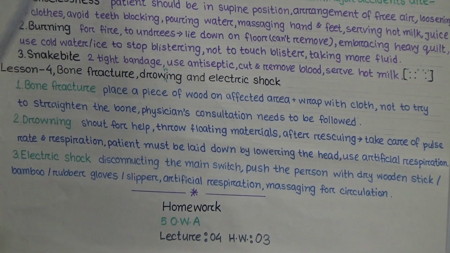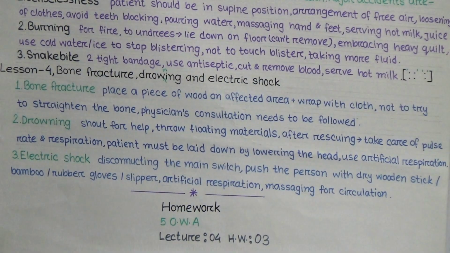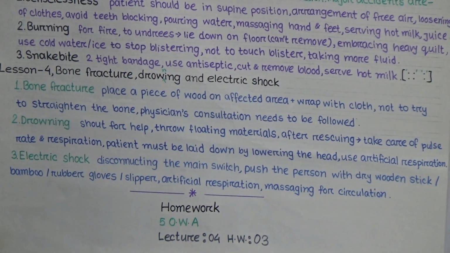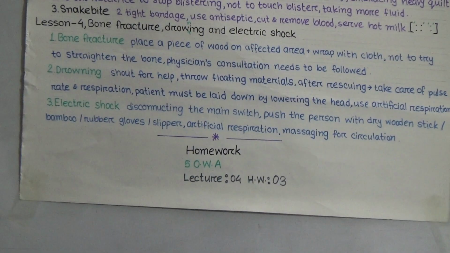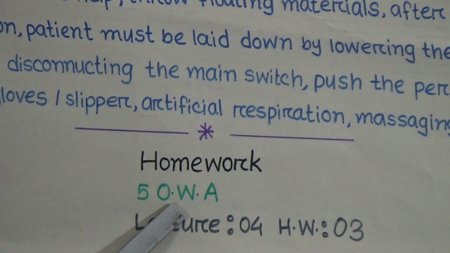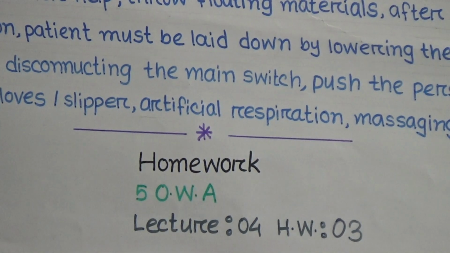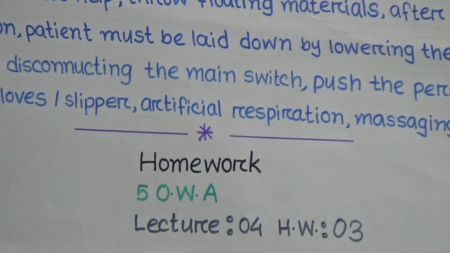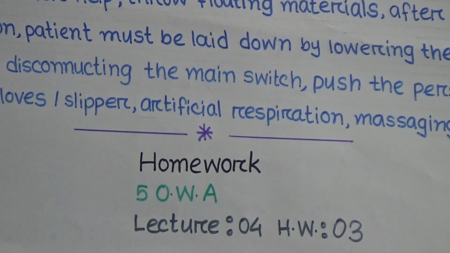Students, that's the discussion of chapter 2, lesson 1 to 4. Now it's time to provide your homework. Your homework will be 5 one-word answers. And don't forget to write the lecture number and homework number at the top corner of your copy. The lecture number is 4 and the homework number is 3.